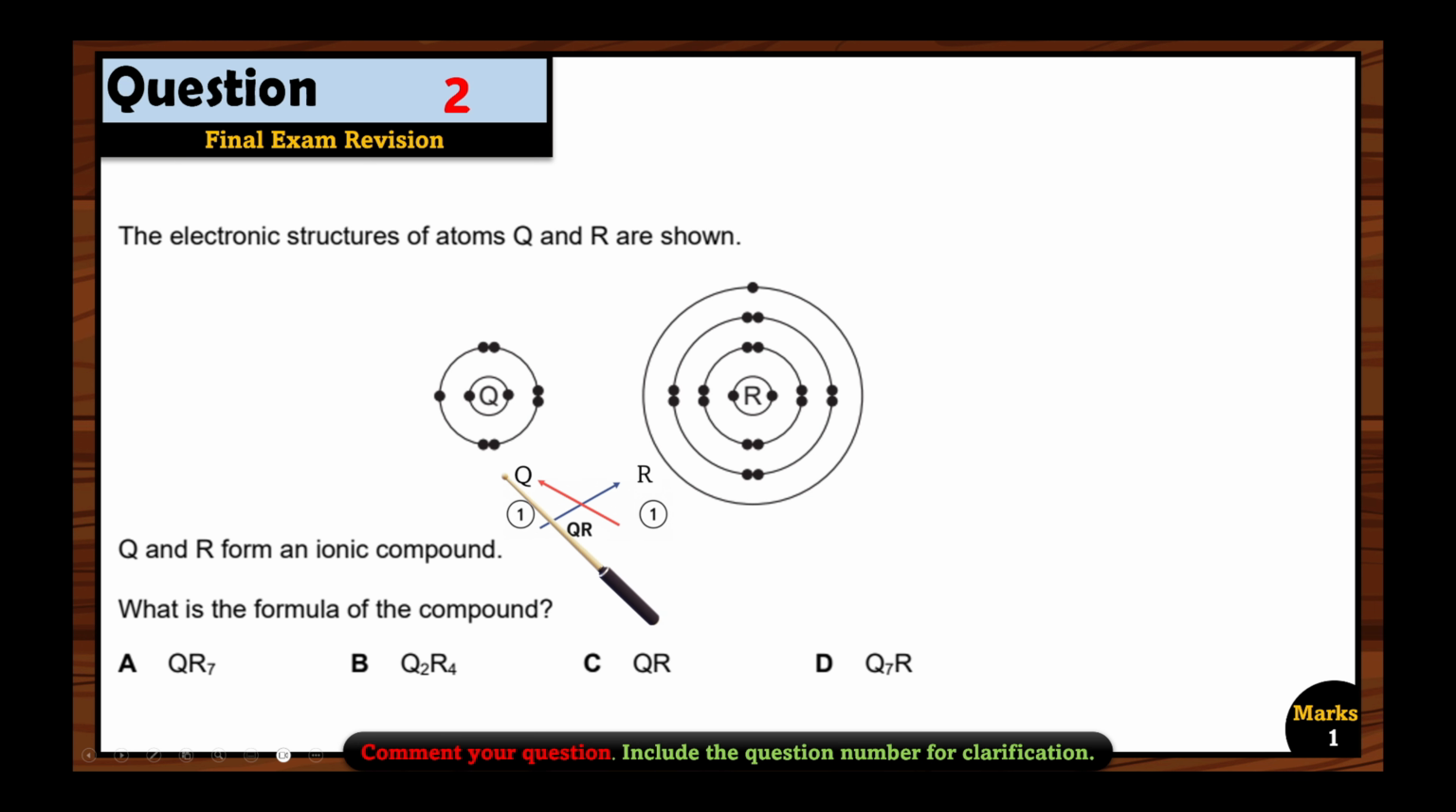So what will be the formula now? Q1, R1. So we can say it like QR. We don't have to represent 1. So QR is the right answer. That is option C.